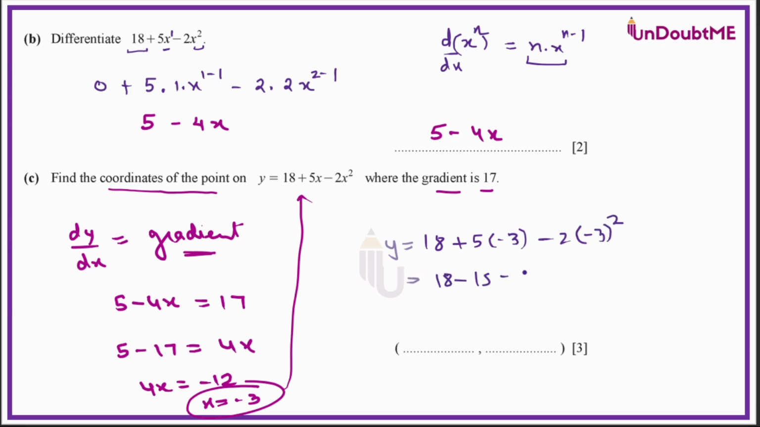18 minus 15 minus 2 times 3 minus 3 squared is 9. Okay, that minus sign will also go because of square. So finally we have 18 minus 15 minus 18. 18 and 18 will get cancelled. We will be left with just minus 15. So the coordinate for this will be minus 3 comma minus 15.